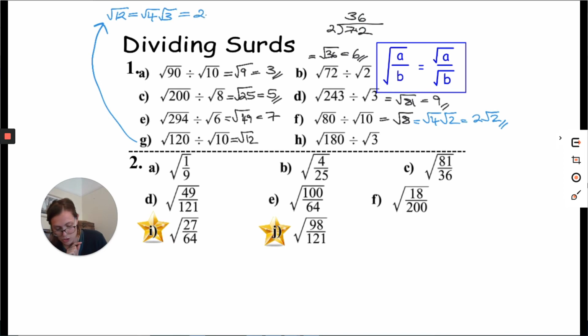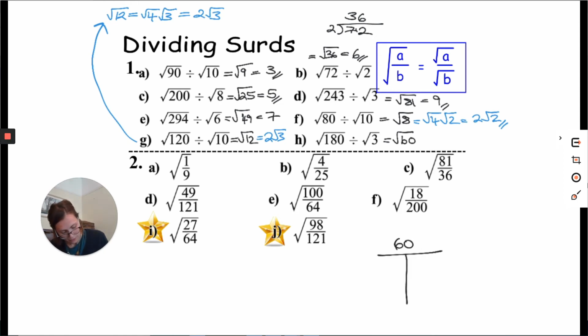So it becomes 2 root 3 as a final answer. 2 root 3. And 180 divided by 3 is root 60. But you're not done there. You've got to simplify 60. So let's do 60 as a full question.